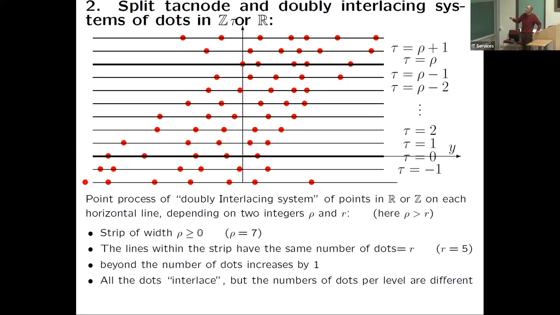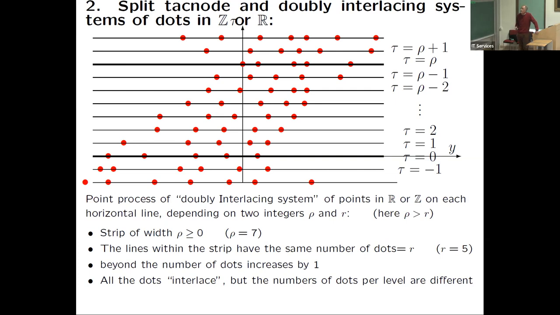And then in that strip, you always have the same number of dots. So you had 5 here, you have 5 here, you have 5 here, and they interlace, okay? That's what I mean by a doubly interlacing set of dots. The number of dots on the lines within the strip is equal to r, so it's equal to 5 in this case. The width of the strip is 7 in this case, and beyond it the number of dots increases by 1. As I said, you have 5 here, and then it's 6, 7, etc., and below here as well. Okay. So that means that it's something which is single interlacing, and then it stabilizes, and then it's single interlacing on the other side again. Now, is that a situation that actually comes up?